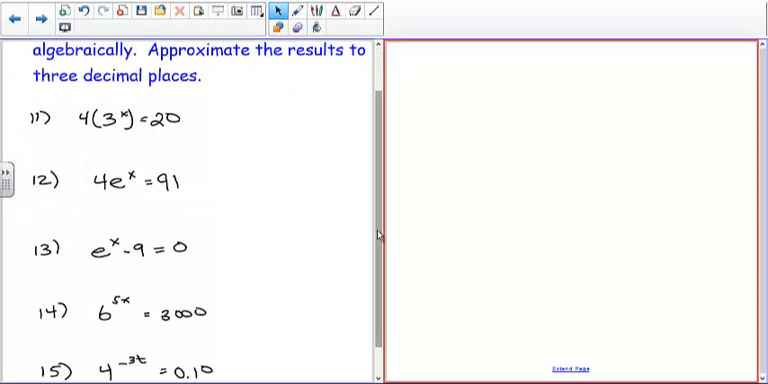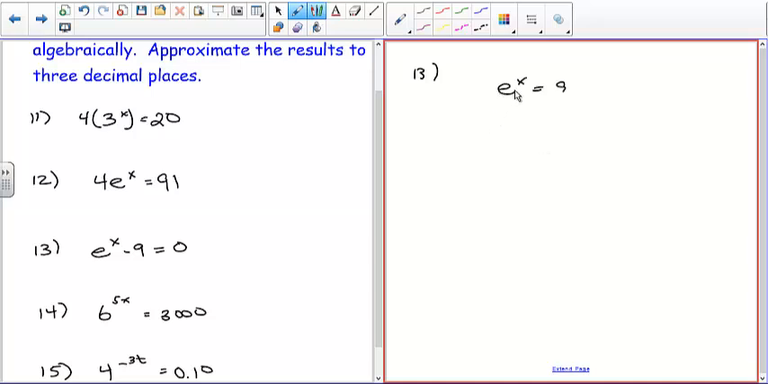Okay, 13. We have to do a little subtraction here. Here all we had to do is divide, but in this case on 13 we'll add 9 to both sides. So now we've got an exponential equation by itself without any constants in front of it. Everything else is on the other side, so we're going to take the natural log: the natural log of e to the x is equal to the natural log of 9. The natural log of e to the x is just x, and so the answer is the natural log of 9, which is 2.197224577.